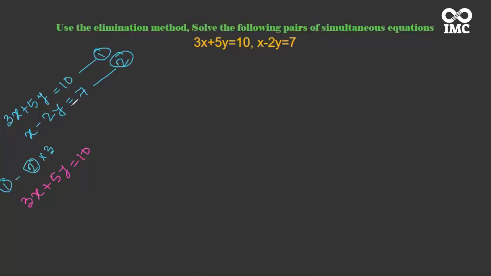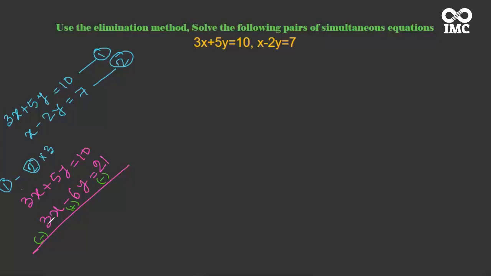And what will be the second equation? We are multiplying the second equation by 3. So 3 into x will be 3x, minus 3 times 2 is 6y, equals 3 times 7, which is 21. Now we are going to subtract. If we subtract, then the sign of the second equation will be changed. Plus will be converted to minus, minus will be converted to plus.